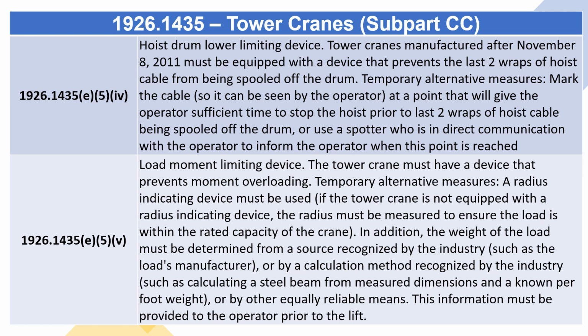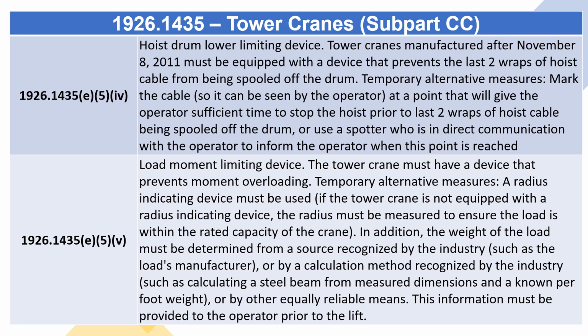1926.1435 E5.4 Hoist drum lower limiting device. Tower cranes manufactured after November 8, 2011 must be equipped with a device that prevents the last two wraps of hoist cable from being spooled off the drum. Temporary alternative measures. Mark the cable so it can be seen by the operator at a point that will give the operator sufficient time to stop the hoist prior to the last two wraps of hoist cable being spooled off the drum, or use a spotter who is in direct communication with the operator to inform the operator when this point is reached.